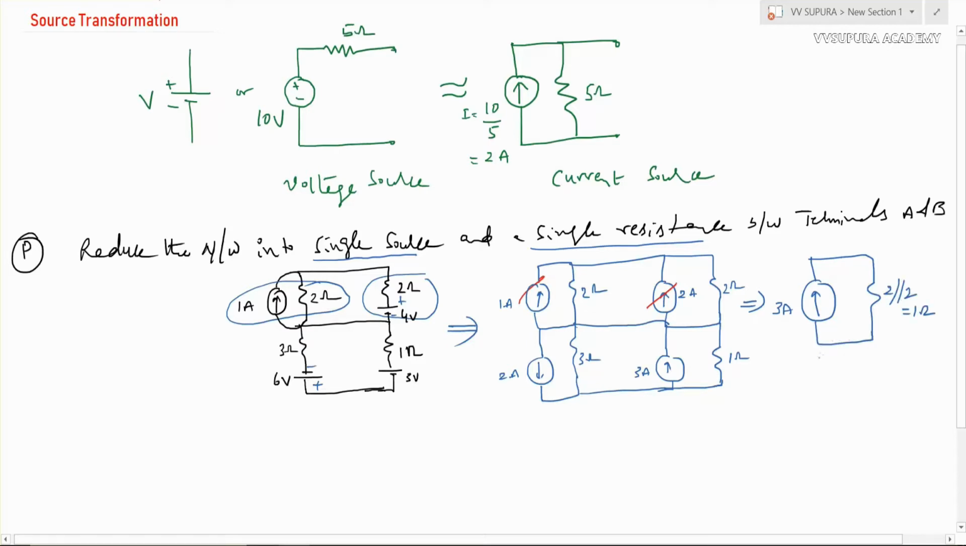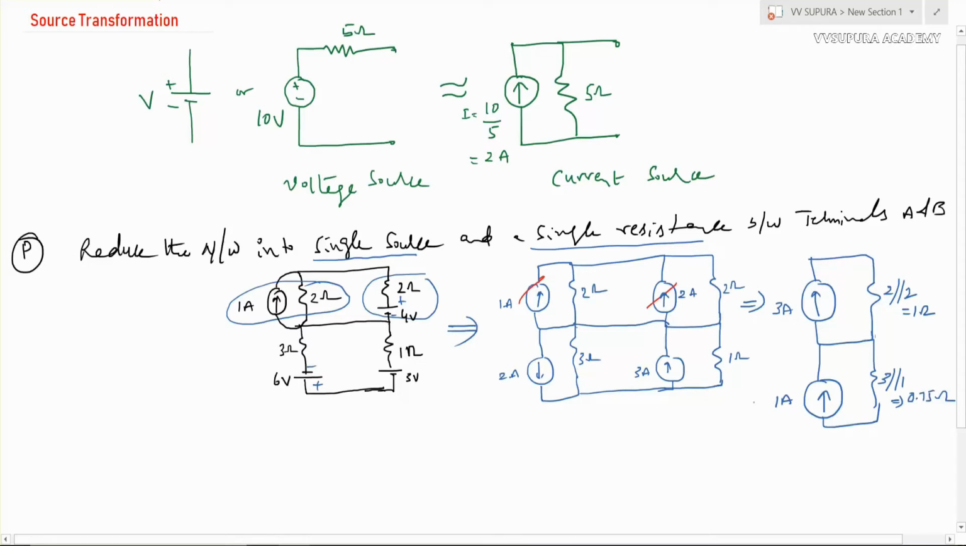That was the upper network. Coming to the bottom network, I can replace two sources with one current source. 2 amperes is flowing downwards and 3 amperes is flowing upwards, so both are in opposite directions. The equivalent current source will be 1 ampere, in the upward direction, because 3 amperes is more than 2 amperes. The resultant current is 1 ampere, and the equivalent resistance is 3 parallel 1, which I can calculate as 0.75 ohms.